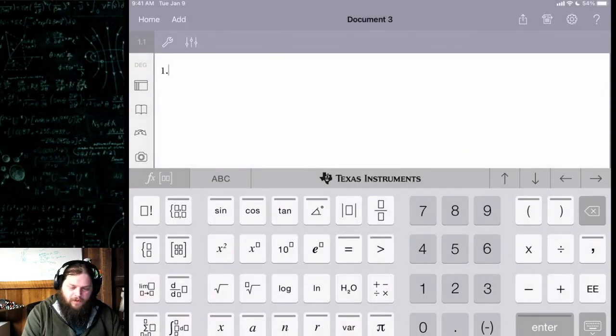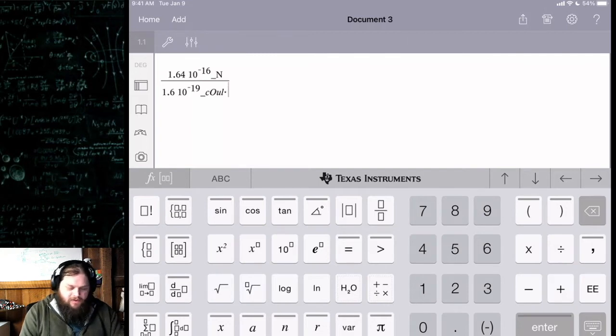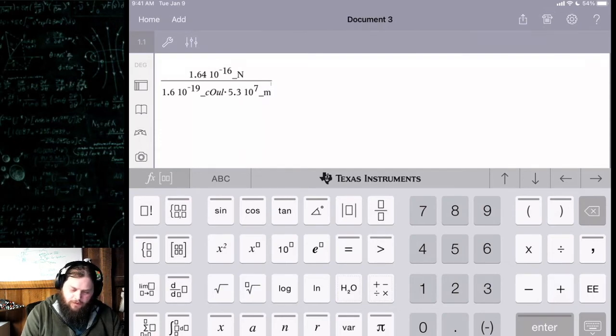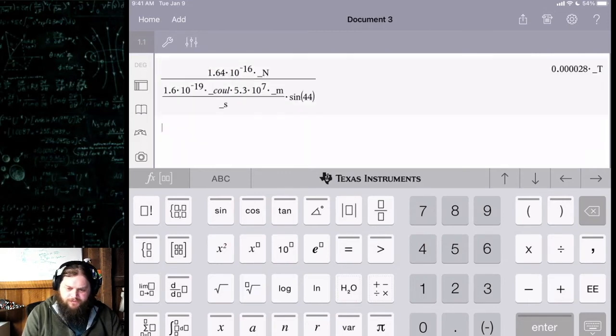So we have 1.64 times 10 to the negative 16 newtons. I'm going to divide all of that by 1.6 times 10 to the negative 19 coulombs, times 5.3 times 10 to the 7th meters per second. And finally multiply that by sine of 44 degrees. Get a few more significant figures there. 2.784 times 10 to the negative 5 Tesla.